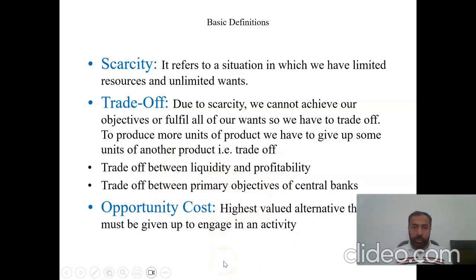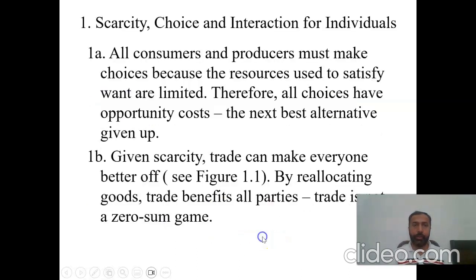As consumers and producers have to make choices due to this concept of scarcity, therefore every choice has an opportunity cost. By opportunity cost, we mean the highest valued alternative that must be given up to engage in an activity. In simple words, we can say the second best option. Its cost is known as opportunity cost. Second best option which we do not select.